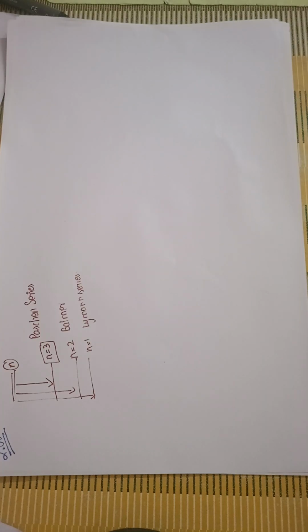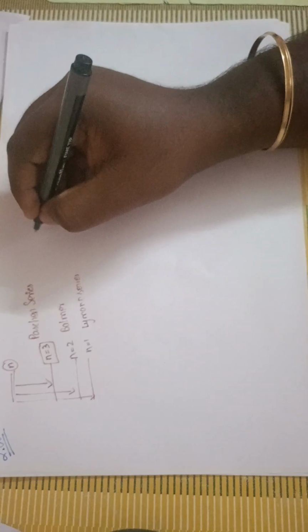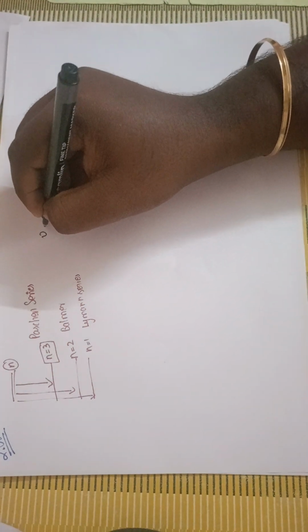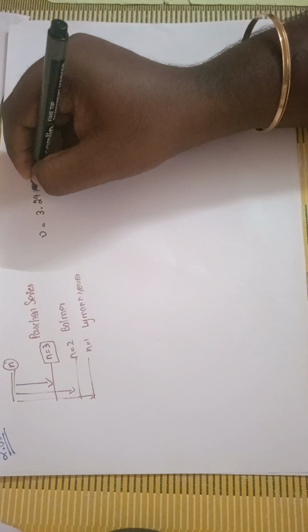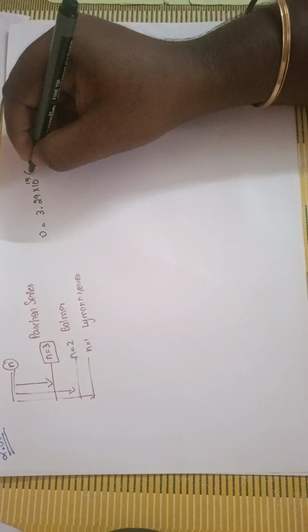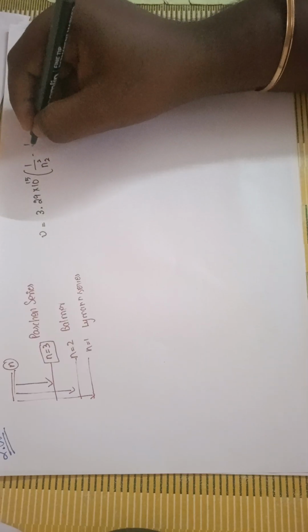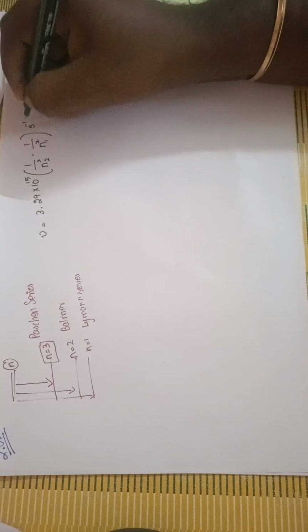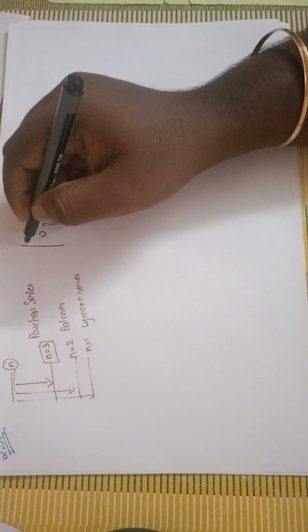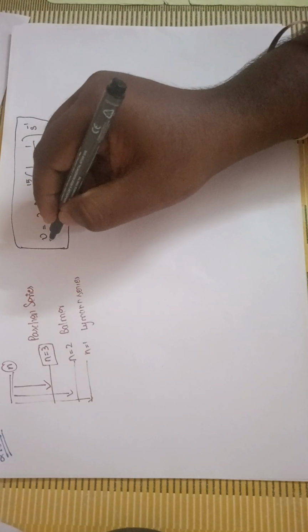What formula is important here? The frequency for the emission will be given by the formula 3.29 into 10 power 15 times 1 by n2 square minus 1 by n1 square, in terms of per second. So this formula is used when writing in terms of frequency.